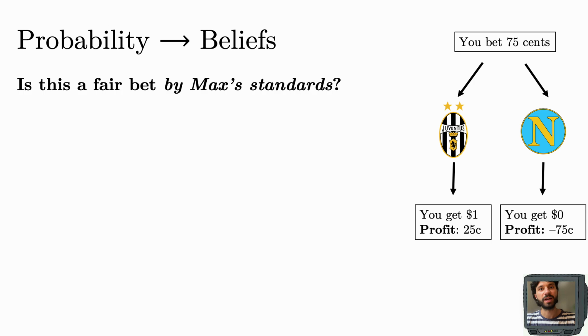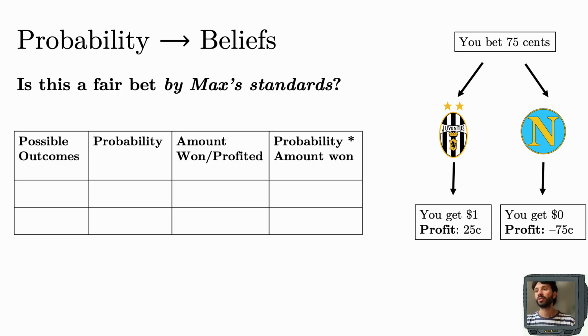Now, is this a fair bet by Max's standards? Note here that to judge whether Max is doing something silly or not, we don't need to know anything about Juventus or Napoli. All we need to know about is what Max believes is the case, and if he's doing something silly, we could tell him. Now, is this a fair bet? Well, we need to calculate the expected value of the gamble. So let's draw our table and fill it out to find the expected value of this game.